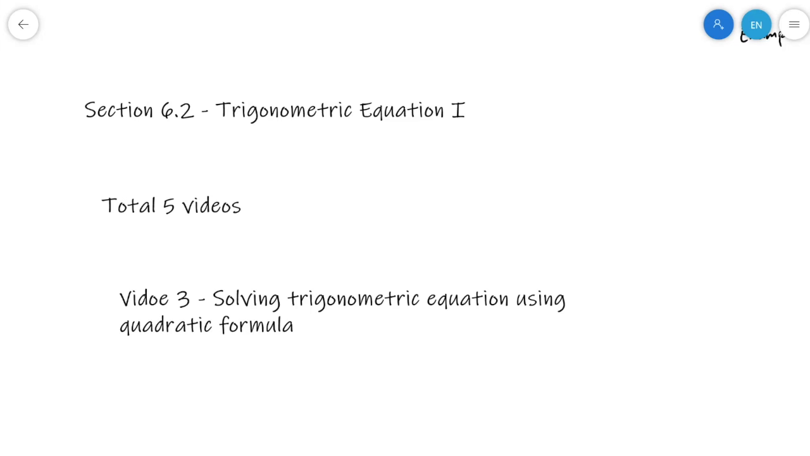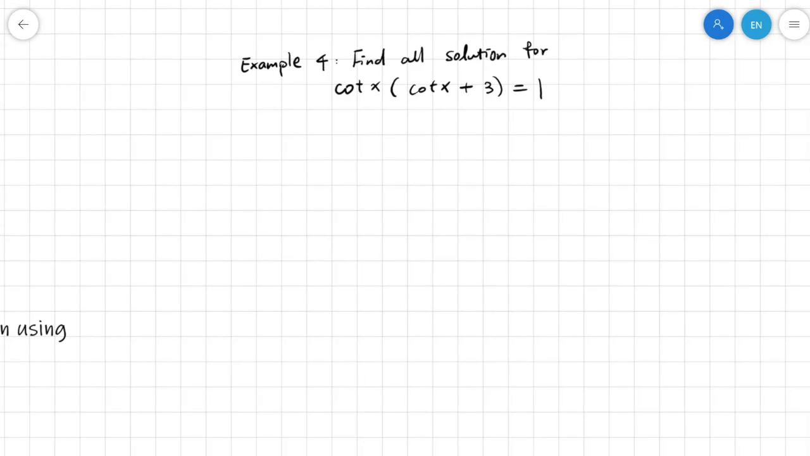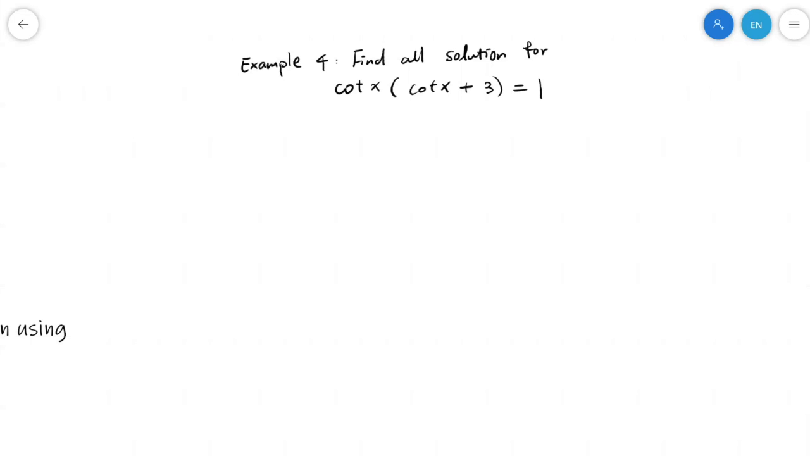This is the lecture video for section 6.2, video 3. Here we're going to solve trigonometry equations using the quadratic formula. So the example we have is we want to find all solutions for cotangent of x times cotangent of x plus 3 equal to 1.